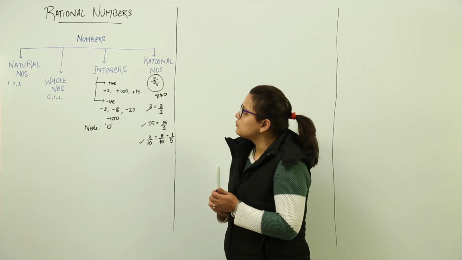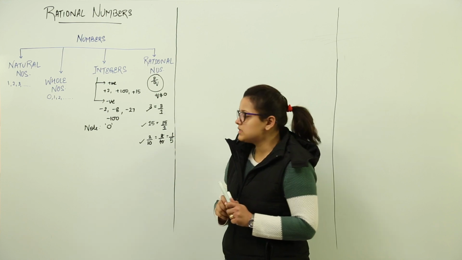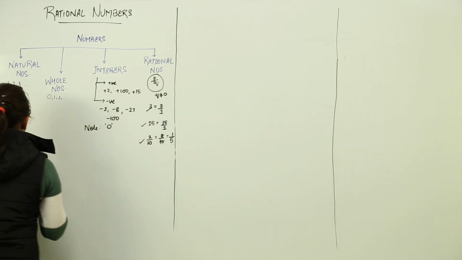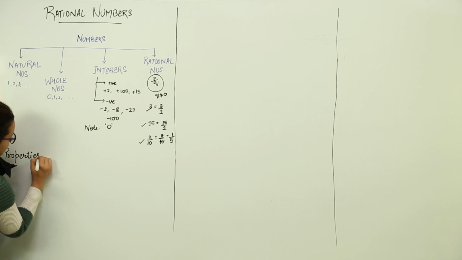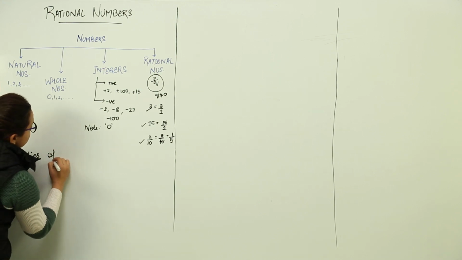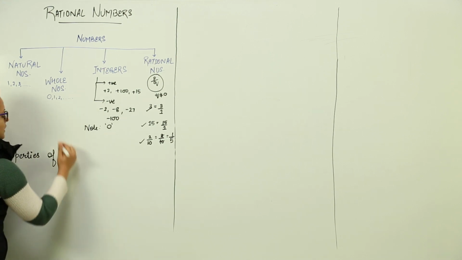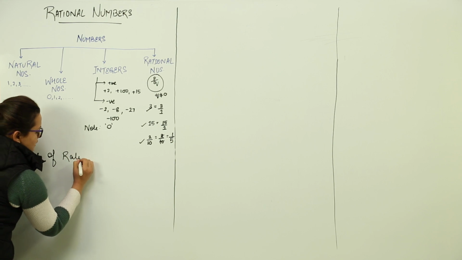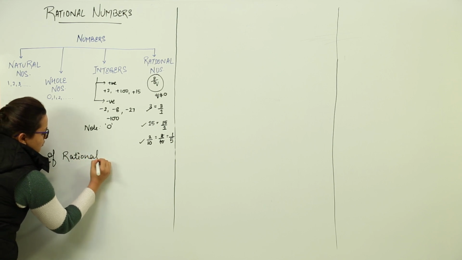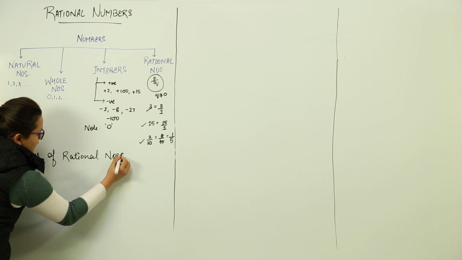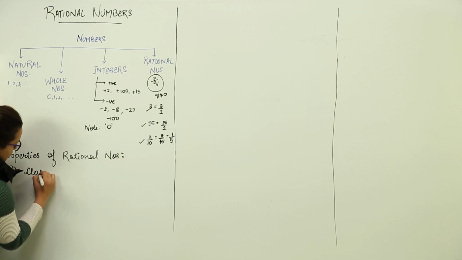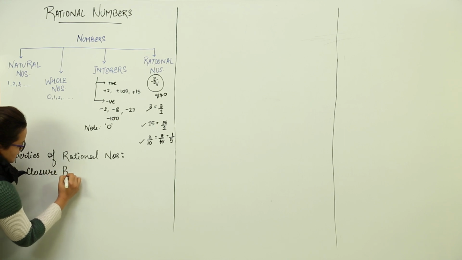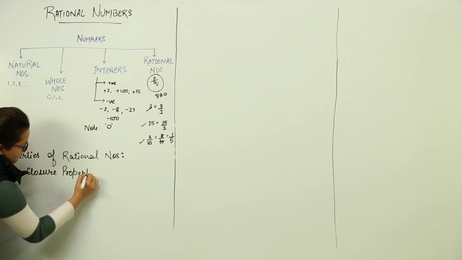Now I am going to start with some of the properties of rational numbers. So the first property would come out to be my closure property. I hope that the concept of numbers and rational numbers is clear to you people, because the properties will be requiring your knowledge of rational numbers. So my first property would be the closure property. I am assuming that you are not aware of the closure property, so I'll be starting from the very basic. What do you mean by the closure property?